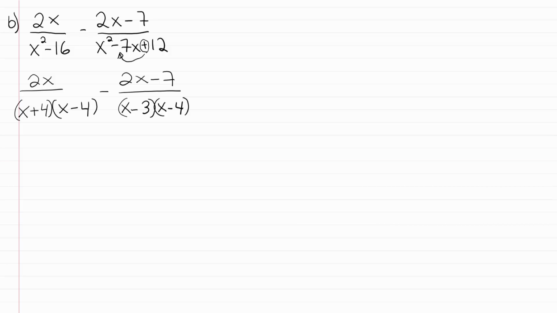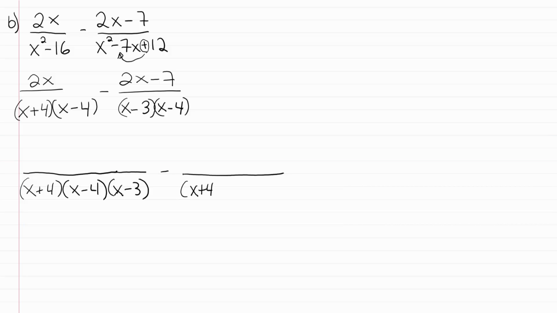And now to find the LCD, we simply have to collect a representative for each factor, and we'll take the highest power we see on any particular factor. It looks like all the factors are to the power of 1, so that should be easy. We'll just take a representative of each unique factor we have. So we have x plus 4, we have x minus 4, that's different from x plus 4, and we have x minus 3. Now I don't need to write down the x minus 4 again because this x minus 4 is already represented here. So that's our LCD, so I'll write both fractions with that common denominator. So x plus 4, x minus 4, and then x minus 3.